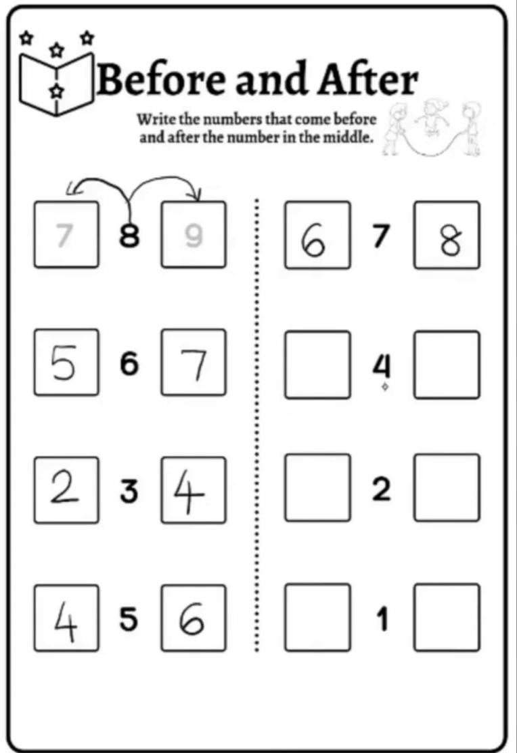The number given is 4. Before 4 comes 3. And after 4 comes 5. The given number is 2. Before 2, 1. And after 2, 3. The given number 1. Before 1 comes 0. And after 1 comes 2.